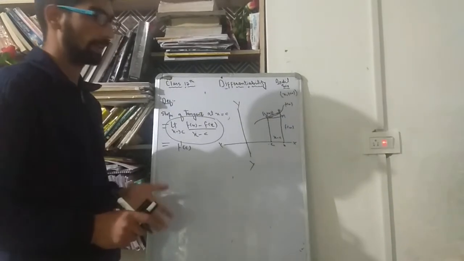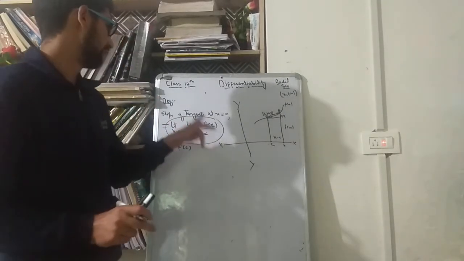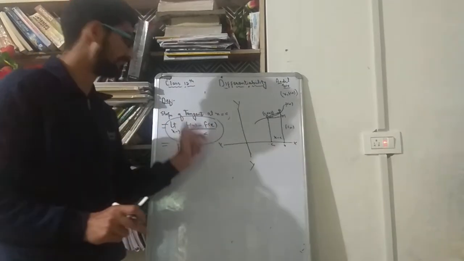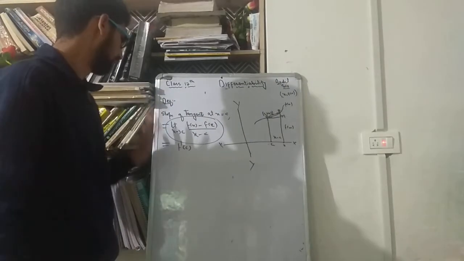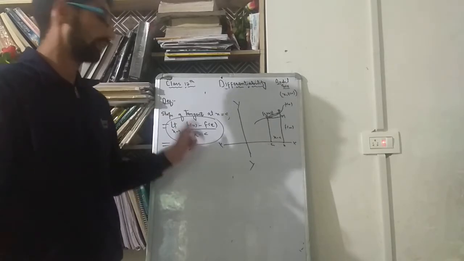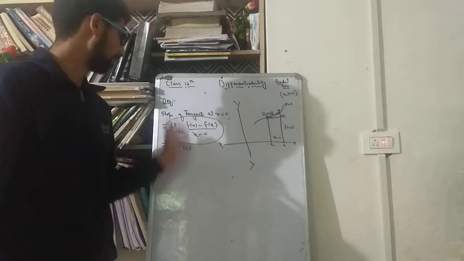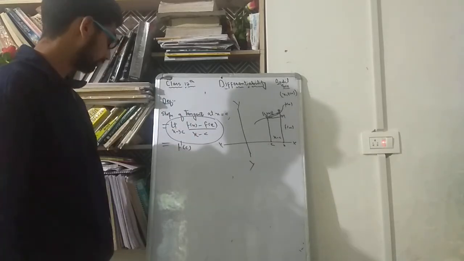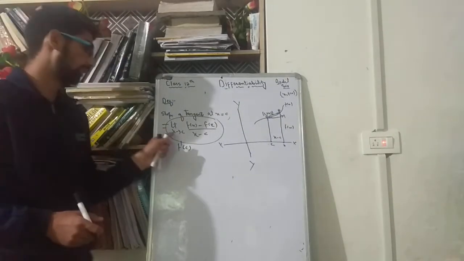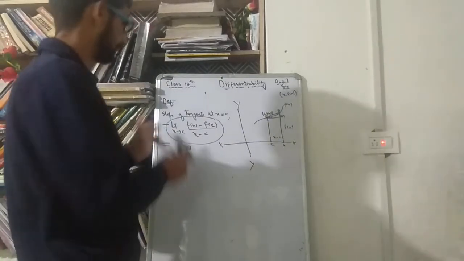Our definition is like this: a function is said to be differentiable at point x equal to c if and only if the limit as x tends to c of f of x minus f of c divided by x minus c exists finitely. We denote it by f dash of c, and this is called the differential coefficient of f of x at c, or the derivative of f of x at c. This is my definition of derivative. Now, we know that this limit as x tends to c can be taken as left hand as well as right hand.